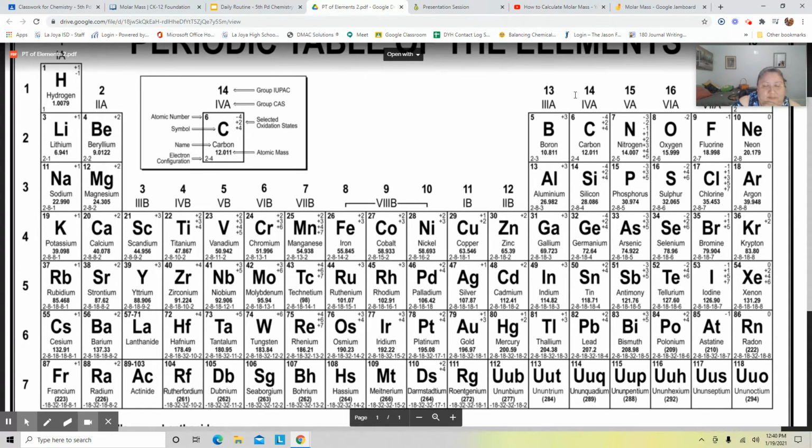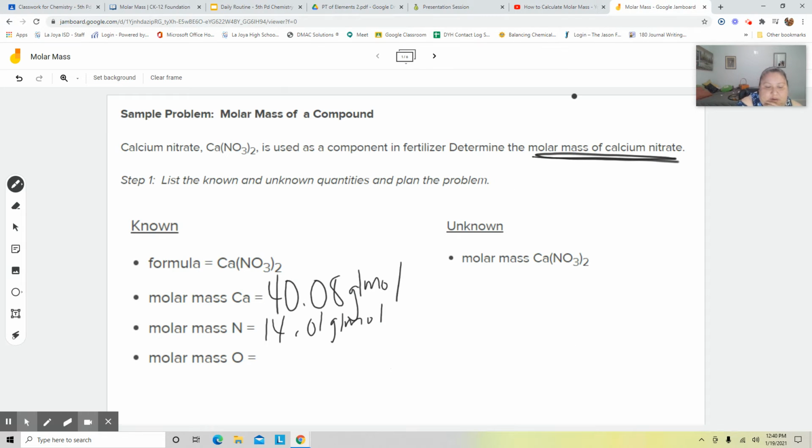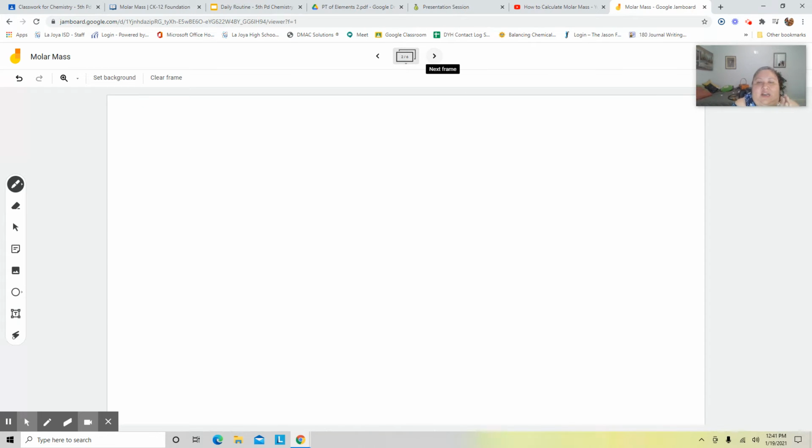Okay. I didn't pause it, did I? No, I didn't pause it. Okay. So what am I going to write for the last one? 16.01 grams per mole. All right. So now that I know that, I'm going to go to the next page and I'm going to make a list of my elements. Calcium, nitrogen, oxygen.